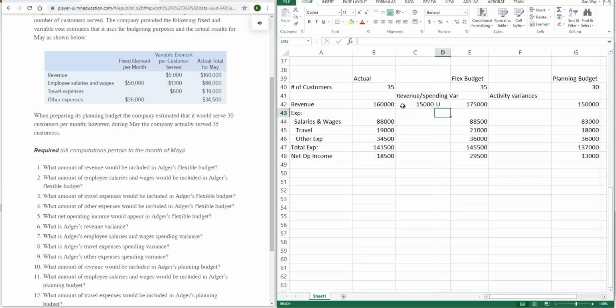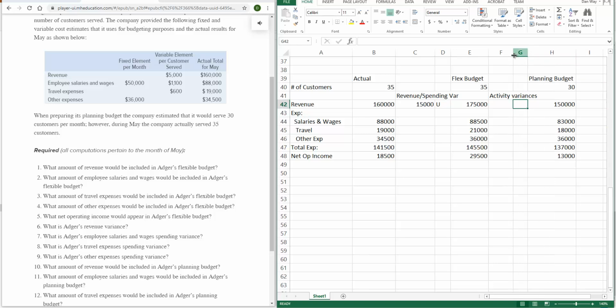Let's keep in mind what could cause this type of variance. It's got to be in the amount we're able to charge customers, what we say we've earned from customers. Can't be related to the fact that we had a change in volume because we've already accounted for that going from the planning to the flex. It's got to be something else. Right? We gave people a discount for some reason, maybe. I'm also going to give us an extra column over here so that we can do the same thing for our activity variances. I know this is jumping around a little.